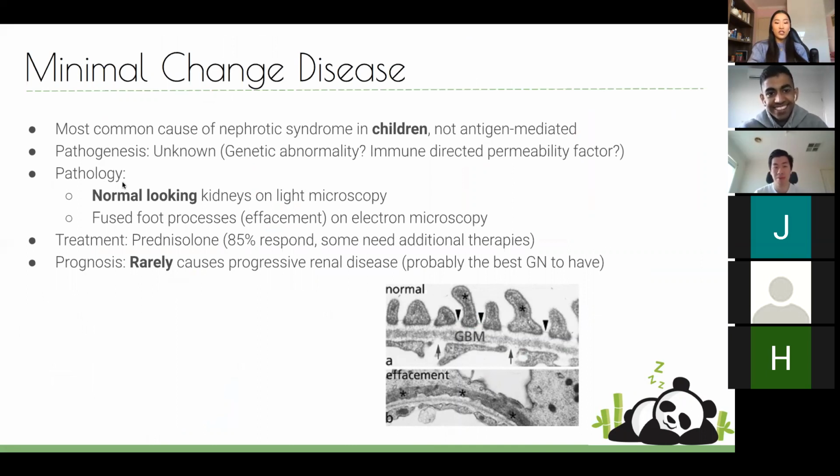And the pathology, this is really important, it's called minimal change disease because it looks normal on light microscopy. So on light microscopy, you don't see any change at all. And that's because the change is microscopic, even more so than light microscopy. So you need electron microscopy, and you see fusion of the foot processes or effacement.